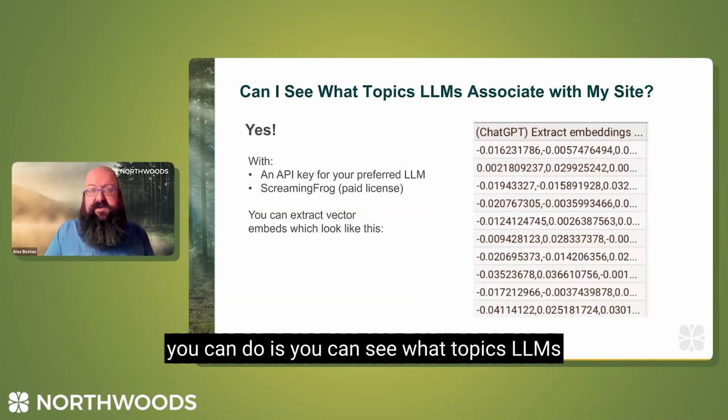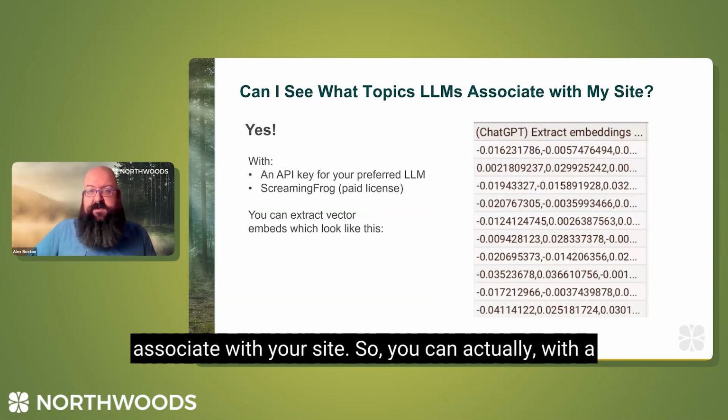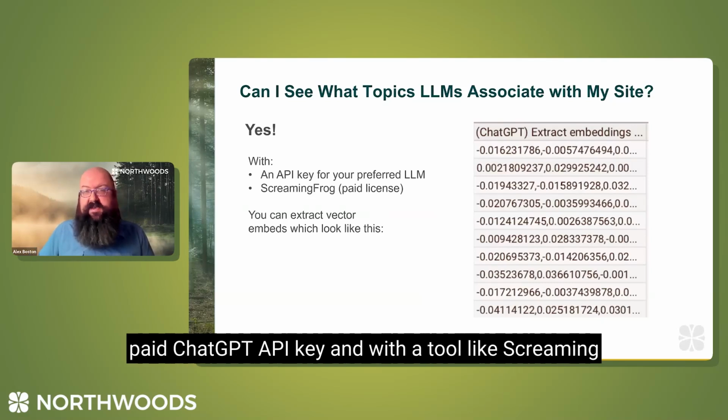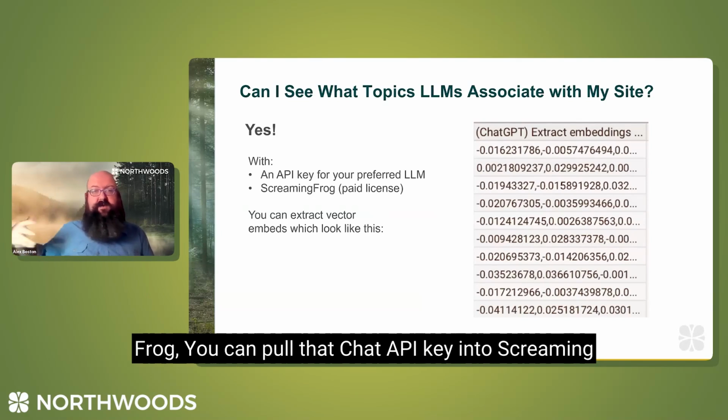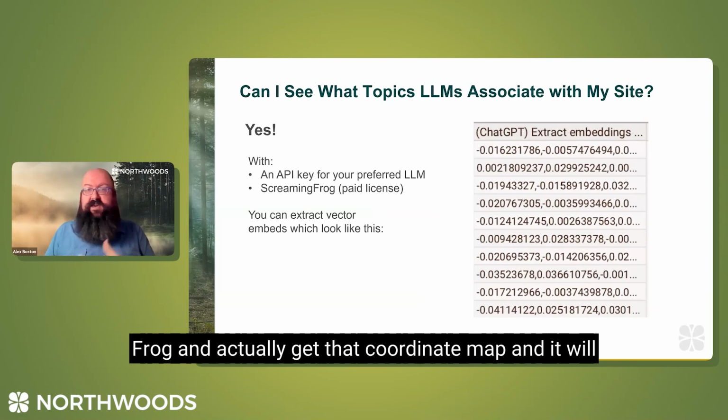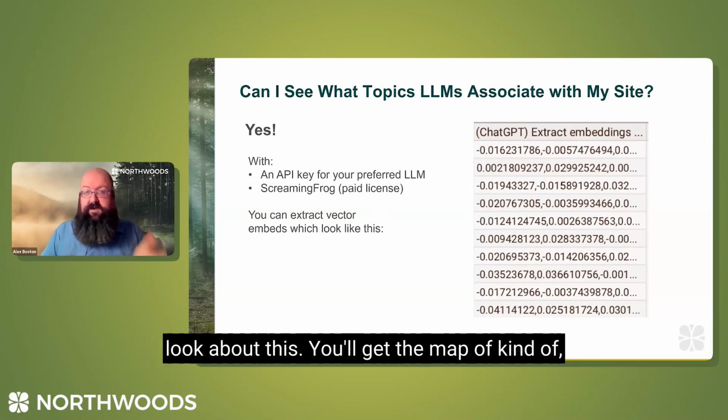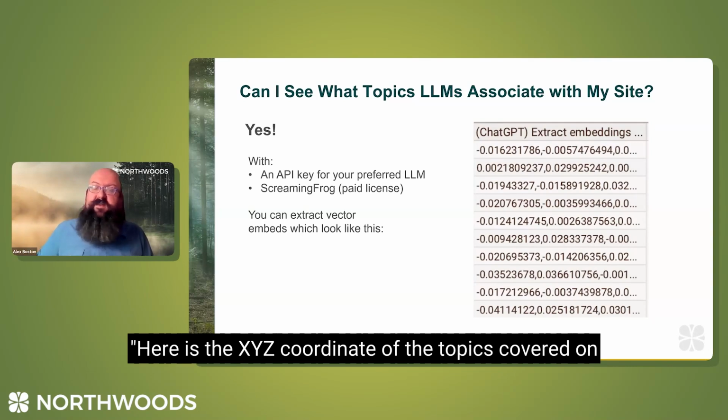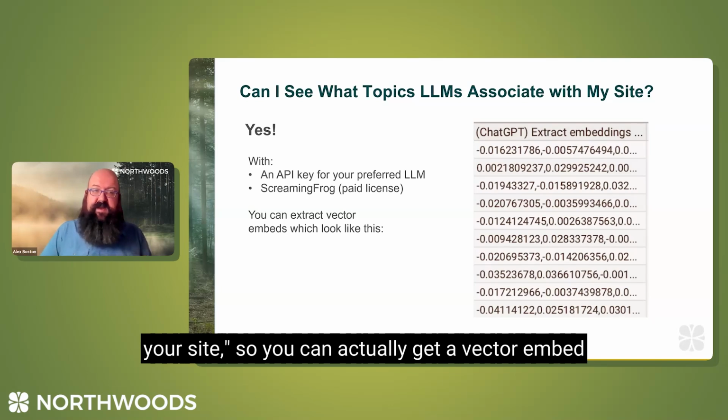The first thing you can do is see what topics LLMs associate with your site. With a paid ChatGPT API key and a tool like Screaming Frog, you can pull that API key into Screaming Frog and actually get that coordinate map. It will look about like this. You'll get the map of the XYZ coordinates of the topics covered on your site. So you can actually get a vector embed set.